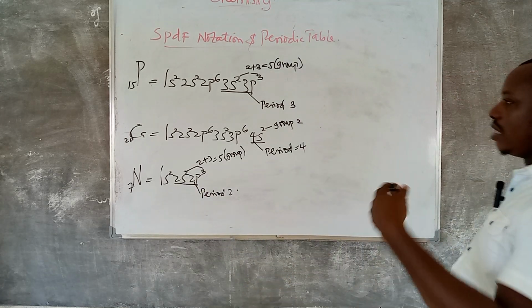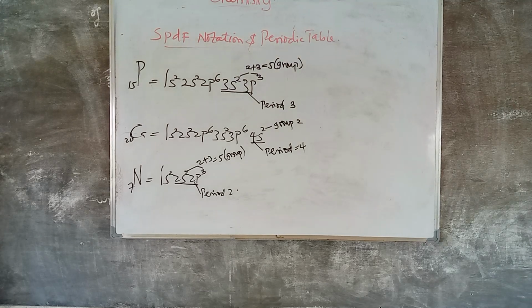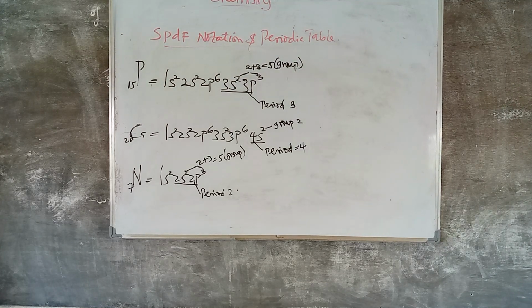You can as well give more examples of how you can relate the electronic structure of an element with the periodic table. You can use it to know the group and the period to which it belongs.